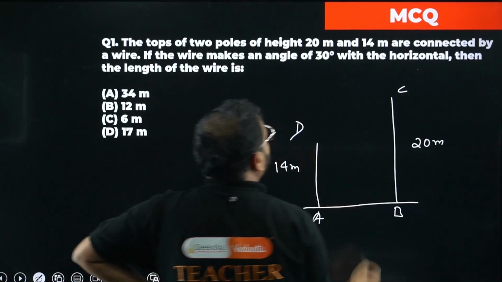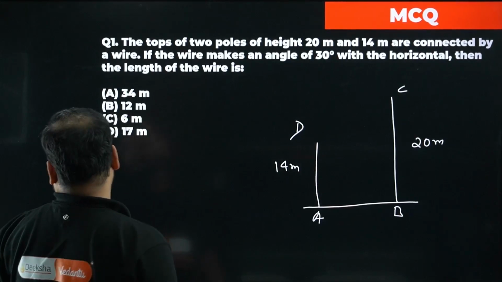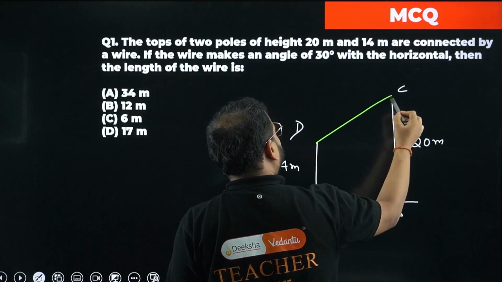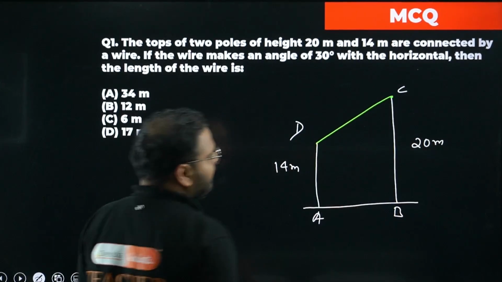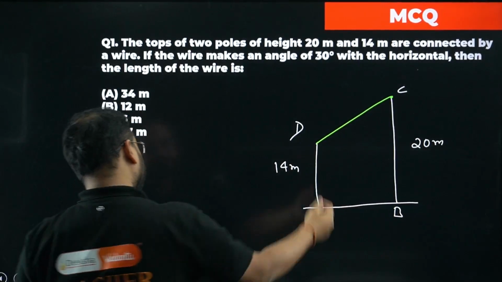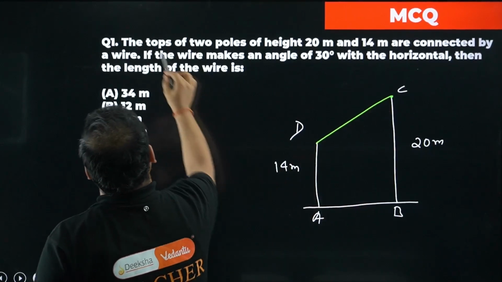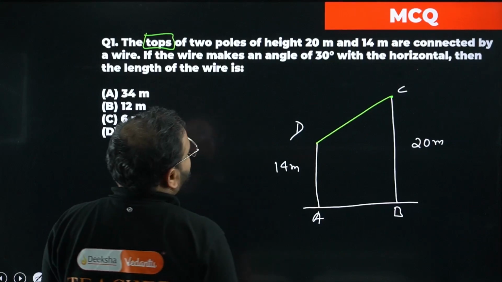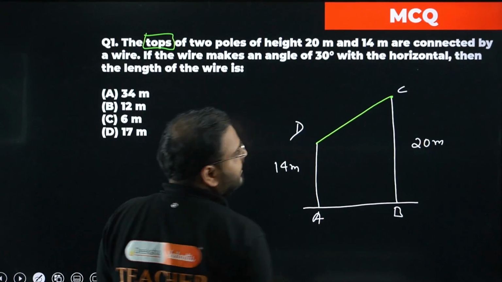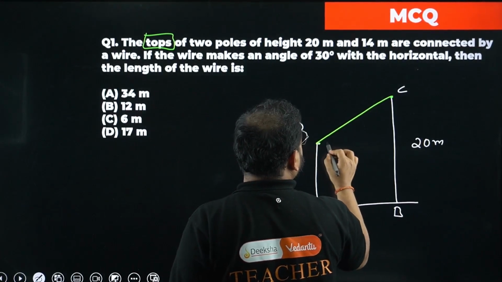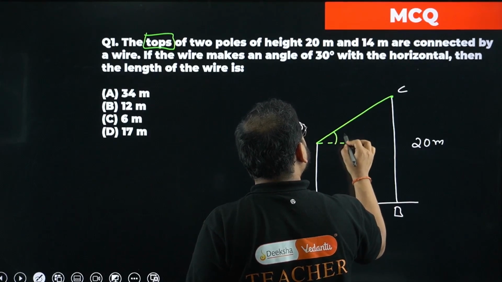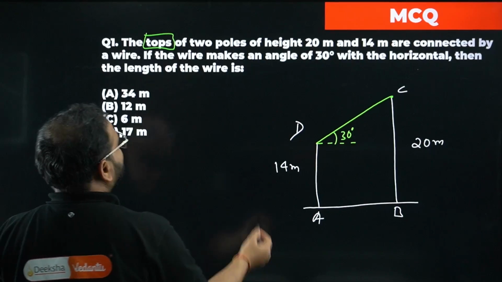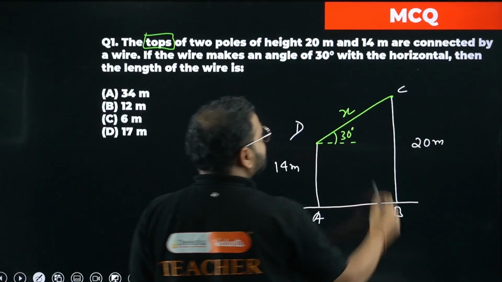Please check, the tops of the 20 meter and 14 meter poles are connected by a wire. Wire means the pole is connected like this. How else would you connect the poles? From the foot? No, sir. From the top only. They mentioned that it makes an angle of 30 degrees with the horizontal. How can this make an angle of 30 degrees? Of course, sir, like this. This angle is 30 degrees. Then the length of the wire, they're asking this value CD, which I can take as X. In this case, the unknown is X.